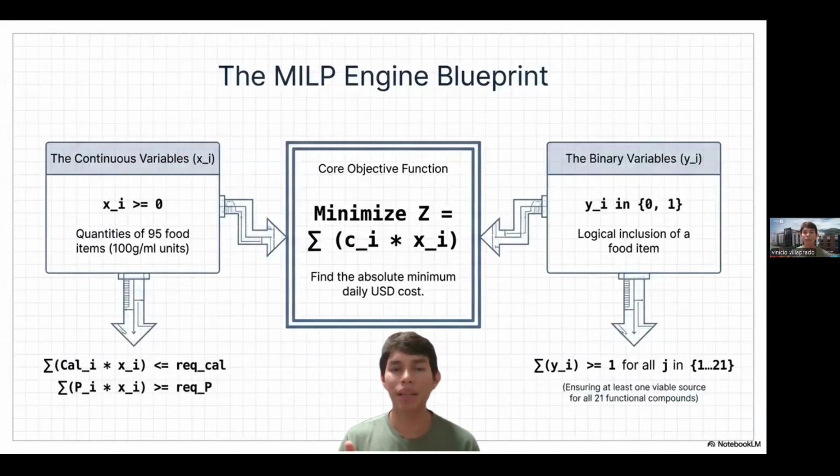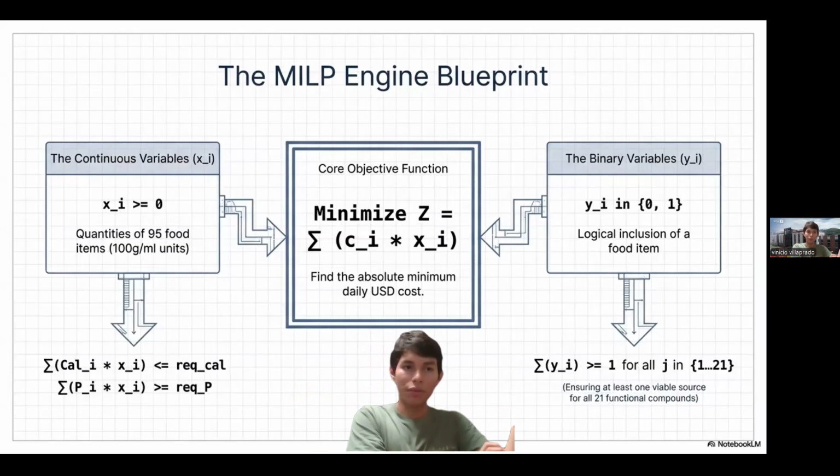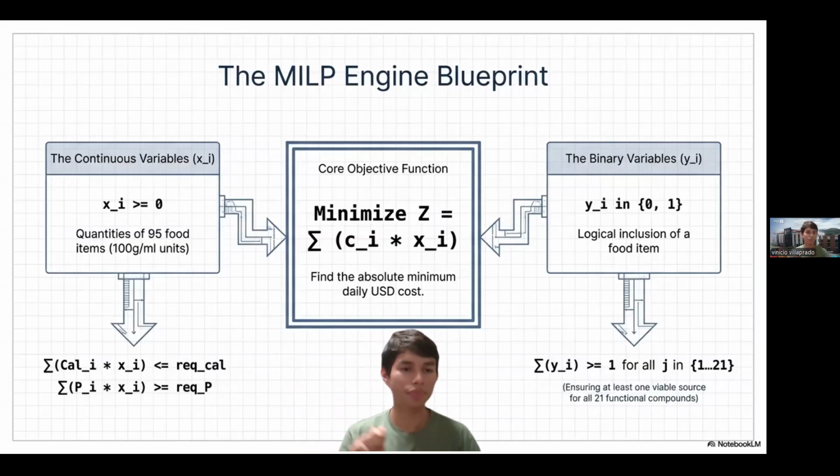Now, what is the MILP structure? We have a core function, that is, minimize the objective function: the sum of the total amount I have to pay for all the portions of the elements I'm buying. And for this we have two kinds of variables: continuous variables that say how much quantity of each food I'm buying, and binary variables that say whether a certain element is included in the list of purchases I'm making.